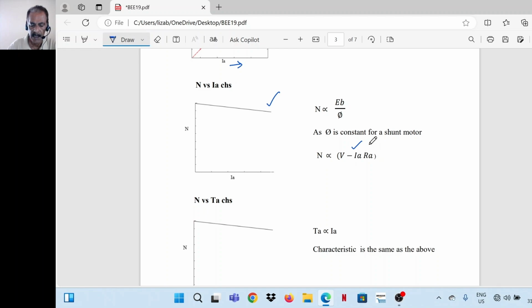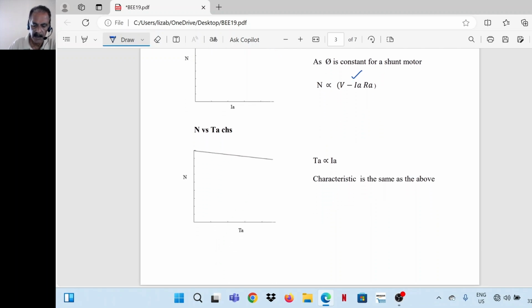So when Ia increases, N is proportional to V minus IaRa. When Ia increases, IaRa increases. So this value on the right hand side drops slightly. But for all practical purposes, it is considered as a constant speed motor, even though there is slight drop in speed.